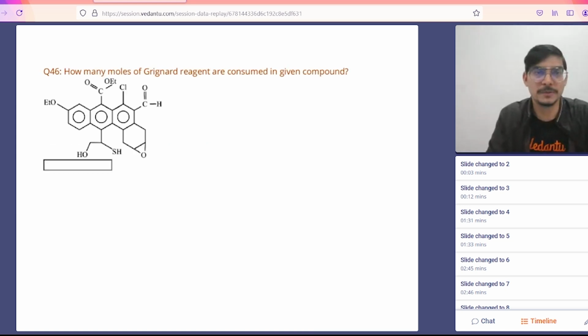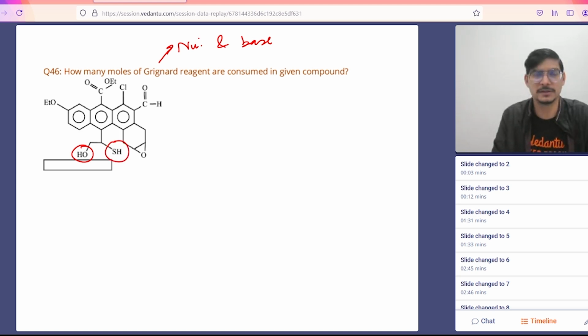Moving to the next question, how many moles of Grignard reagent are consumed by the given compound? For this, you need to remember that Grignard reagents act as nucleophile as well as base. So you have to look for acidic groups, which are OH and SH. Alcohols are acidic enough for Grignard reagent, and thiols are obviously more acidic than alcohols. So we have two acidic groups. Then Grignard reagents also act as nucleophiles, so they will attack electrophilic centers. One electrophilic center is this epoxide. One electrophilic center is this carbonyl carbon. So we have a total of 4 equivalents of Grignard reagent.